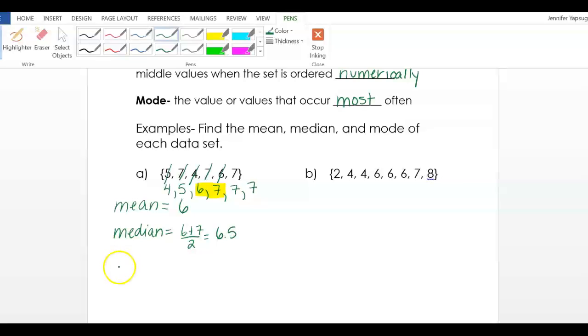And then finally your mode is going to be the number that occurs most often. So now that my number set is already in order from least to greatest, I can see that the most often number that occurs here would be the 7s. So the 7 would be your mode. So you got a mean of 6, a median of 6.5, and a mode of 7. All right, so go ahead and pause the video and see if you can find those 3 measures of central tendency for part B.